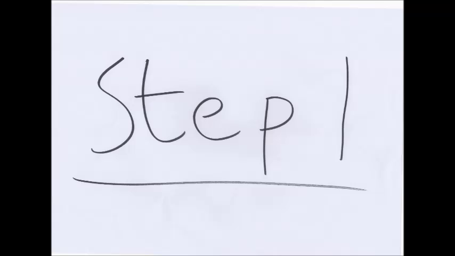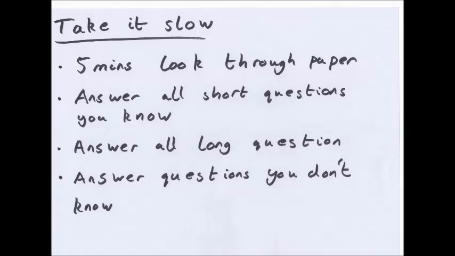Step 1. Take it slow. So have 5 minutes to look through the whole of the paper, just to see what's on it. Then it's all about how you answer the questions. Firstly, what order you do them in. You want to answer all the short questions you know. So any 1, 2 or 3 marks. If you see what's the primary structure of a protein and you know that, write it down.